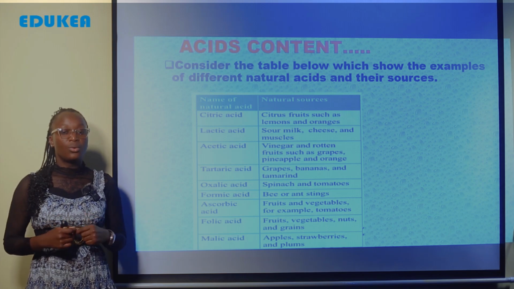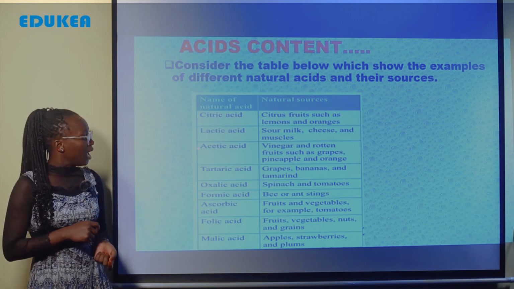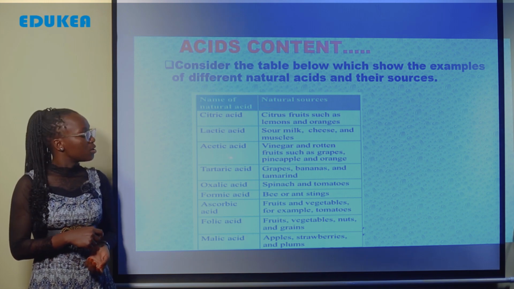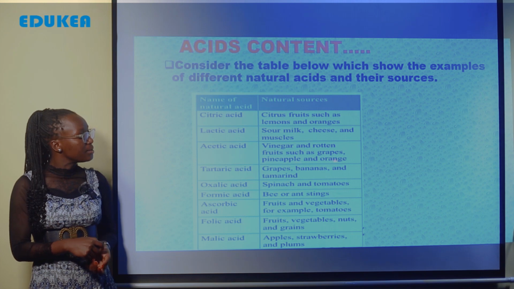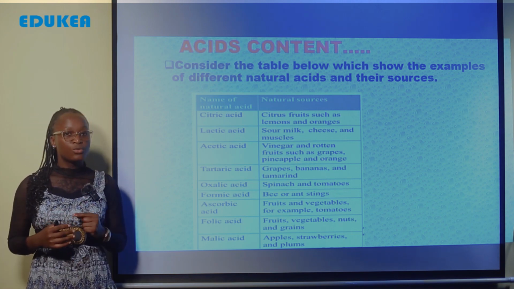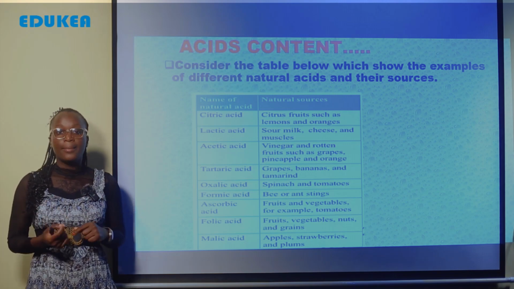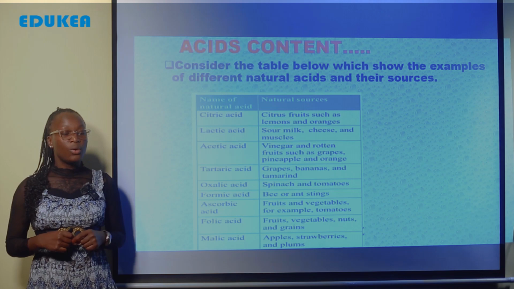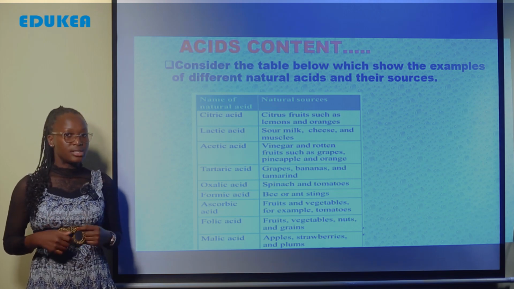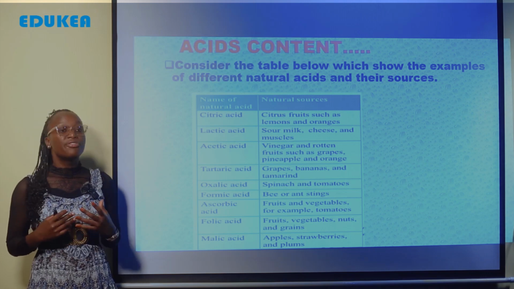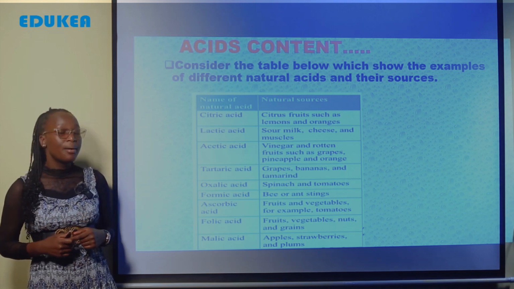Another is acetic acid. This acetic acid is observed in vinegars and rotten fruits such as grapes, pineapples and orange. Kwamba vinegar I hope tunaitumia nyumbani wakati tunachemsha nyama, huwa tunaitumia. So this is a natural acid known as acetic acid. It is in vinegars. Also the rotten fruits, kwa mfano zabibu, mananasi, we call it pineapple, and oranges.